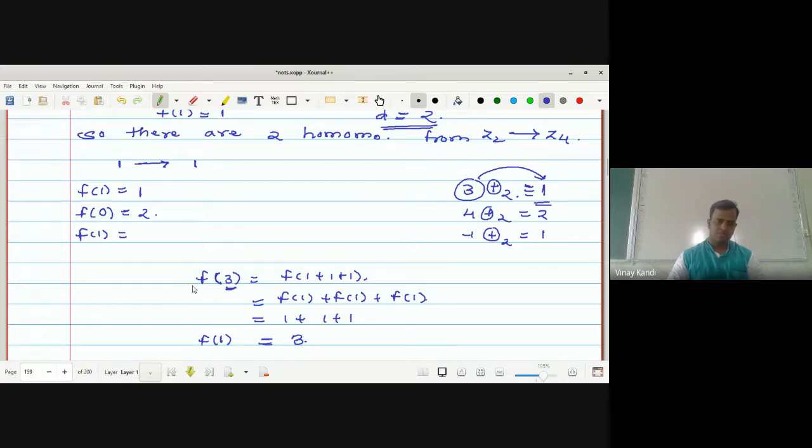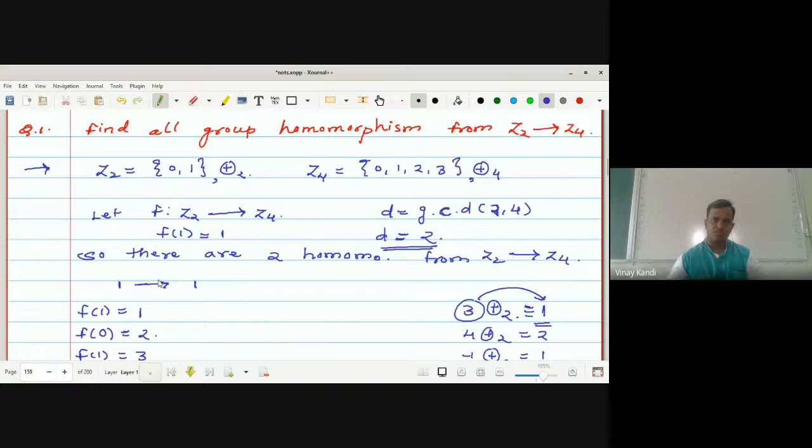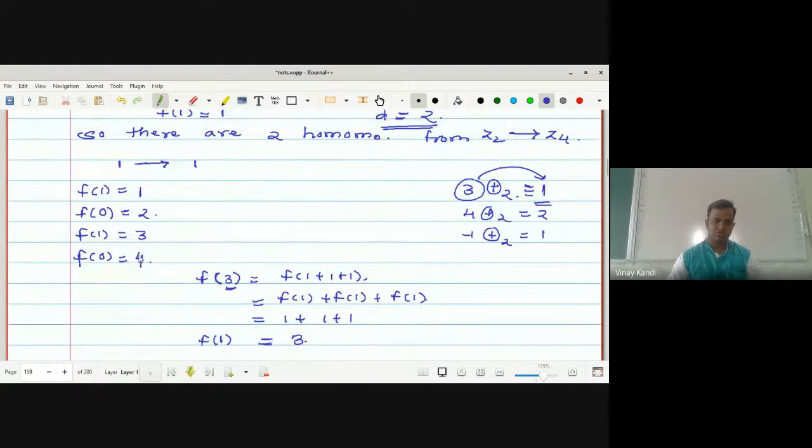Okay. Now what is the value of f of 1? Again 3. Again f of 0 is 4. Is it correct? Addition modulo 4. Here 4 is equivalent to 0. So f of 0 is 0.